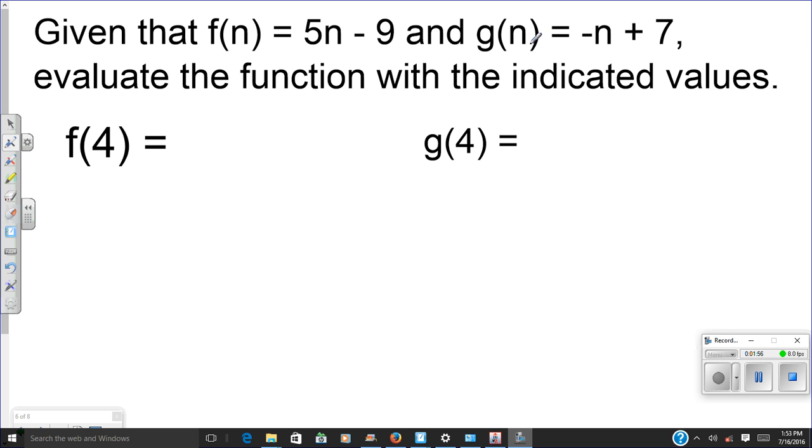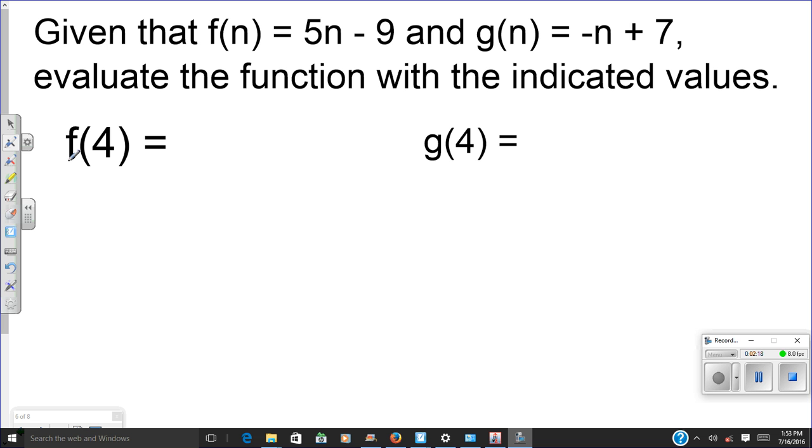Over here, it is also very common to see g of n, with g used instead of f in a function. So we have g of n equals the opposite of n plus 7, and in a minute we're going to talk about that opposite, why we use the word opposite instead of the word negative. Okay, so let's actually get started evaluating this particular function.